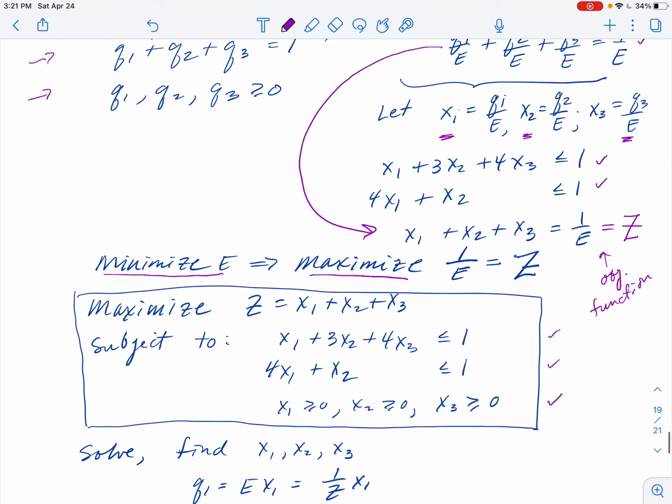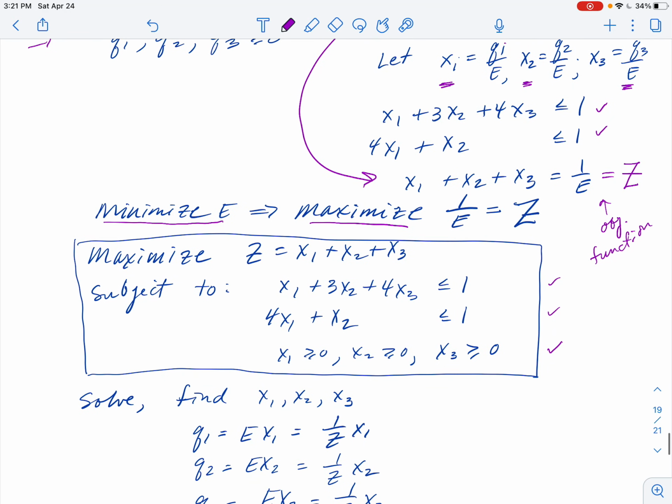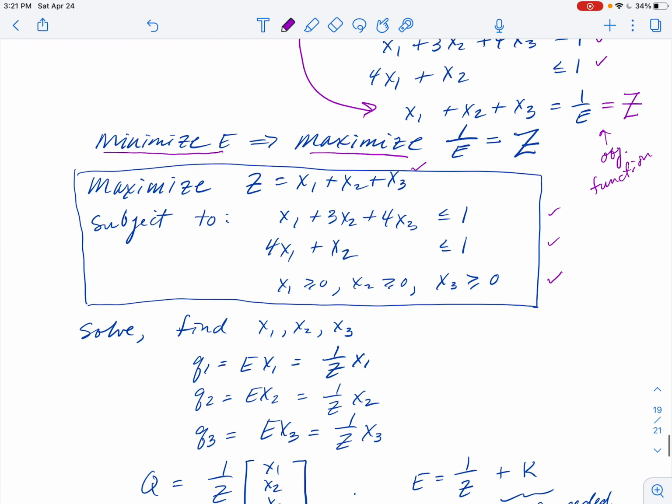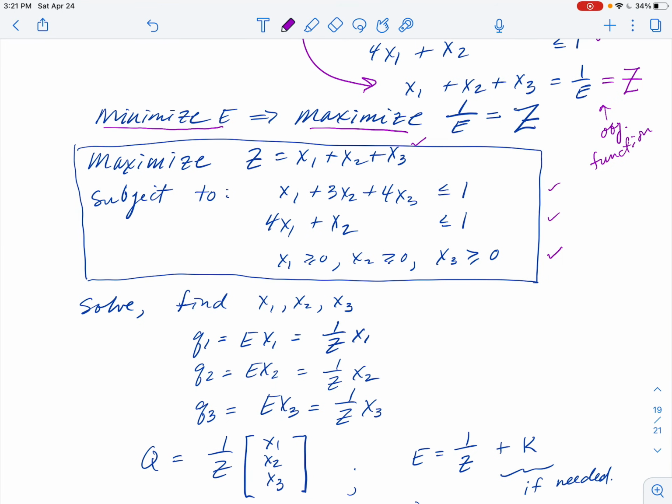All right, now we can see all those ones that we've been using. Now we would solve this just like we would solve a regular linear programming problem. This is a standard max. So we could put this into our simplex tableau and do our pivots and find our x1, x2, and x3.